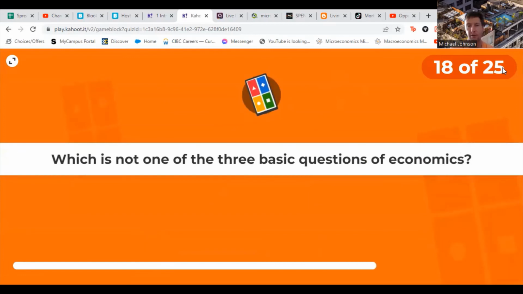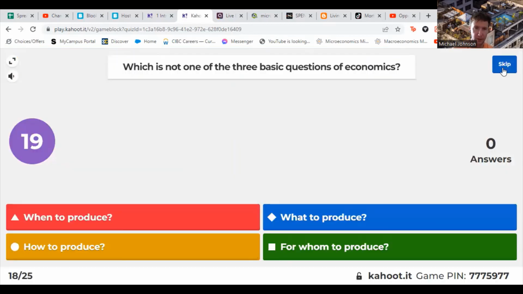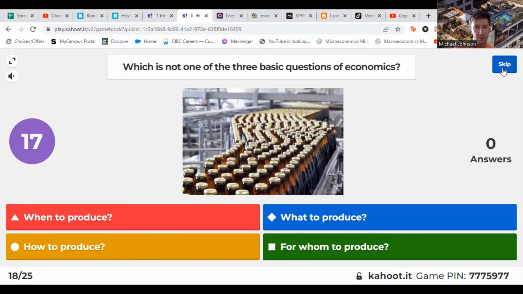Then which is not one of the three basic questions of economics? Red is when to produce, blue is what to produce, yellow is how to produce, and green is for whom to produce.